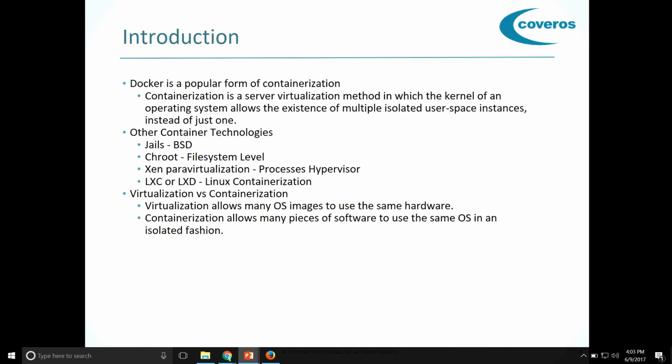And what is containerization versus virtualization? Well, virtualization allows many OS images to use the same hardware, where containerization allows many pieces of software to use the same OS in an isolated fashion. So the real big difference is the kernel. Whereas a hypervisor for virtualization is a stripped-down kernel that multiplexes the hardware, with containerization you actually have an OS kernel gauging the interaction between everything else, and you can do some more complicated and more efficient sharing that way.